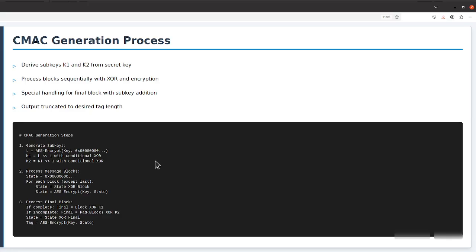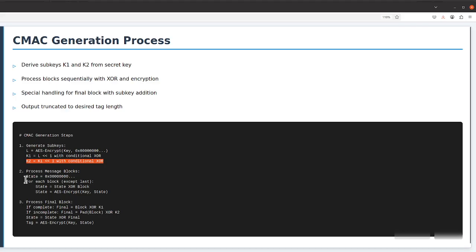The first operation is subkey derivation. We take our secret key and use it to encrypt a block of all zeros. This gives us an intermediate value. From this intermediate value, we derive K1 by left shifting and conditionally XORing with a special constant. Then we derive K2 from K1 using the same operation. These subkeys will be used to make the final block processing different from intermediate blocks, which is critical for security.